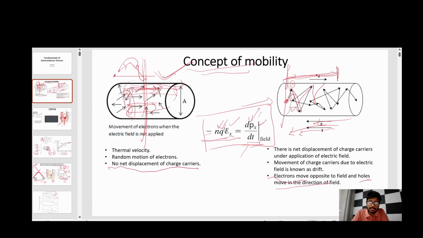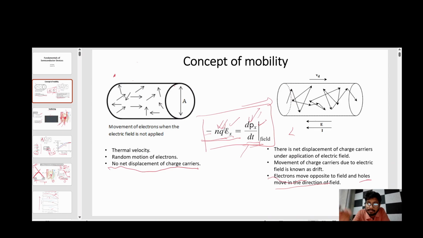So from the concept of mobility, you must know that it is how easily the electrons or holes can move through a semiconductor. That is the mobility. When the electric field is not applied, there is always a random movement of the electrons. When you apply the electric field, with collisions, there will be a net movement of the electron or the hole. In the direction of the electric field is the movement of the hole, but in the opposite direction of the electric field is the movement of the electron.